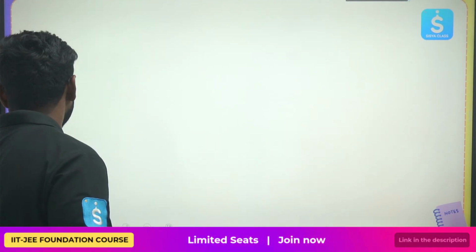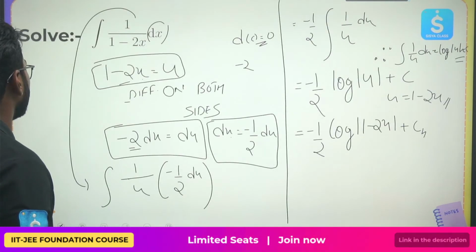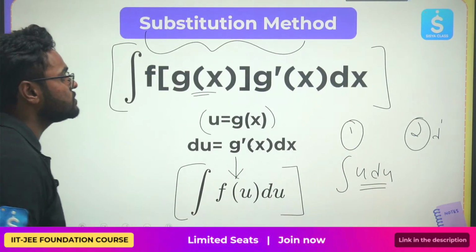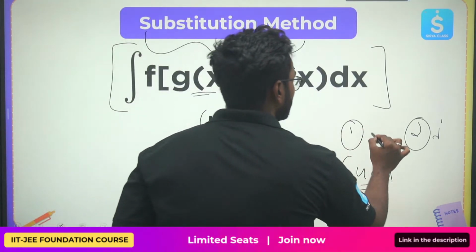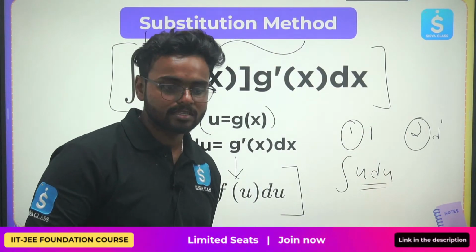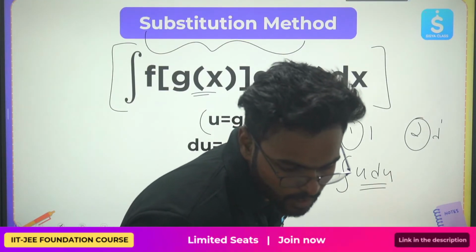You cannot apply the method of substitution to every form that you see. You have to see both functions. One function should be the derivative of the other, and then you can substitute the formula. Okay, cool.